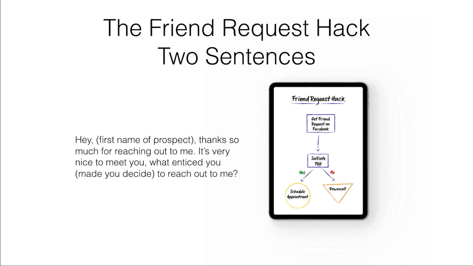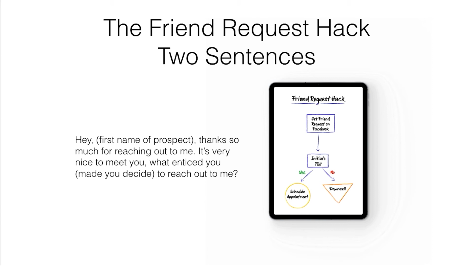All right. So here are the two sentences. This is where the magic and the money happens. This is where all of it happens. When you look at this, you're going to be like, wow, are you serious? This is all it is. It's so simple, yet so lethal on so many levels when it comes to connecting and getting somebody to reach back out to you.